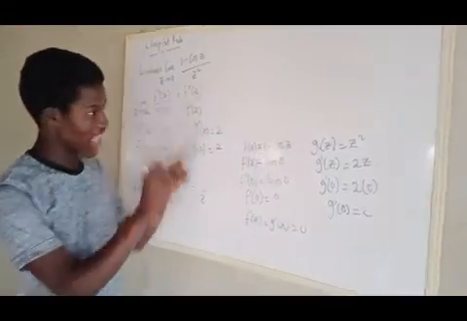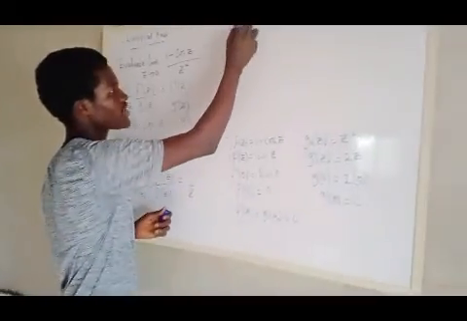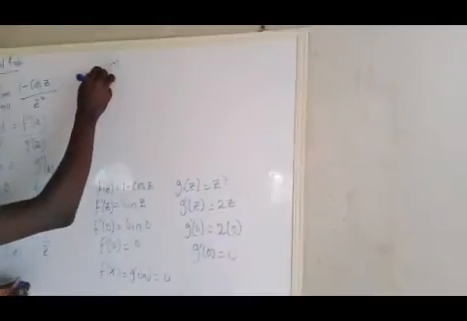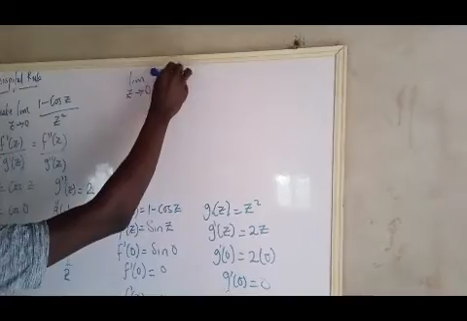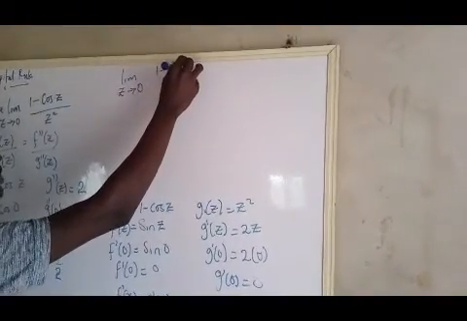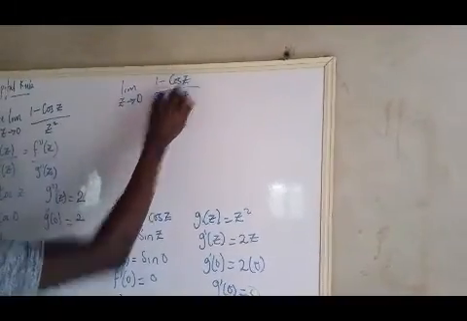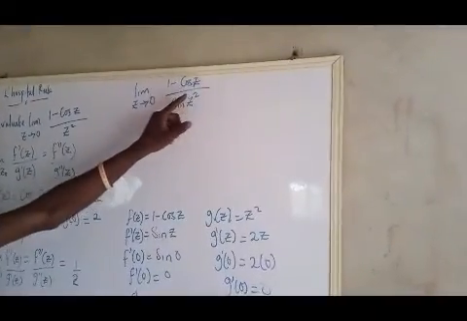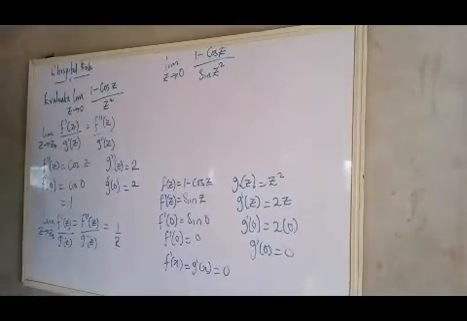I'll give you an assignment, and I would love to see the answer in the comment section. You can try this out. Let's say you have the limit as z tends to 0 of 1 minus cos z over sine z square. You can go ahead and try this. Don't forget, this will be your f of x and this will be your g of x. Go through the same steps and you'll be able to get everything the same way I get them.